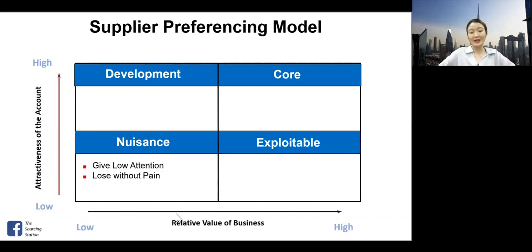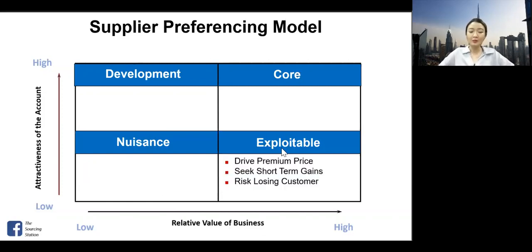And next we have exploitable. Exploitable means your business value is high, you give them a lot of business, but your account is not attractive at all. In these cases, you would often see that your supplier quotes you a premium price, and their sales and marketing team would always ask to increase their pricing. Their focus is always on: I need more profit margin, give me more.